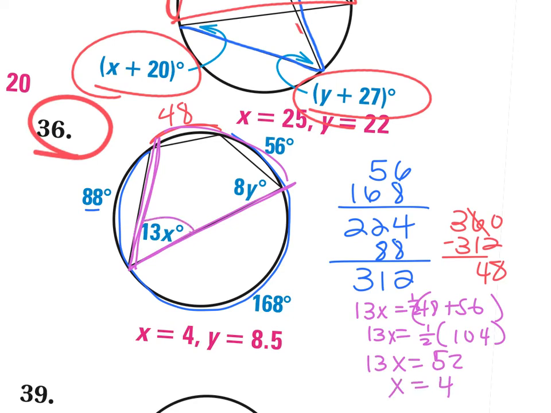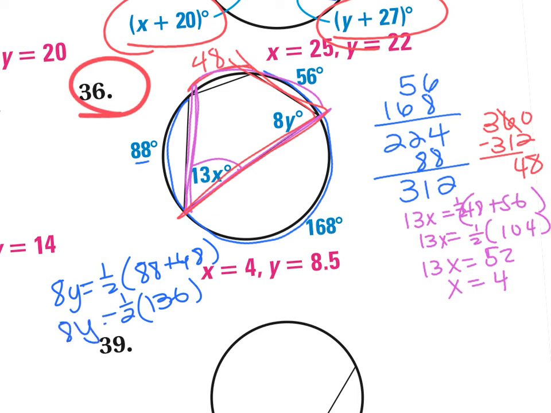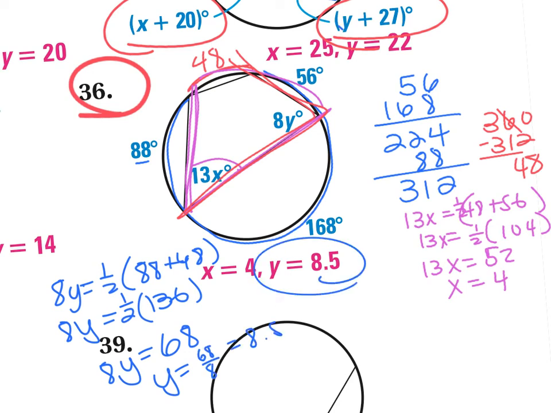So note this one. And then reverse it for the 8y, sorry. 8y would be equal to 1/2 of 88 plus 48, which is 136, half of 136, and 8y is 68, which makes y 68 over 8, which is 8.5, which is fine.